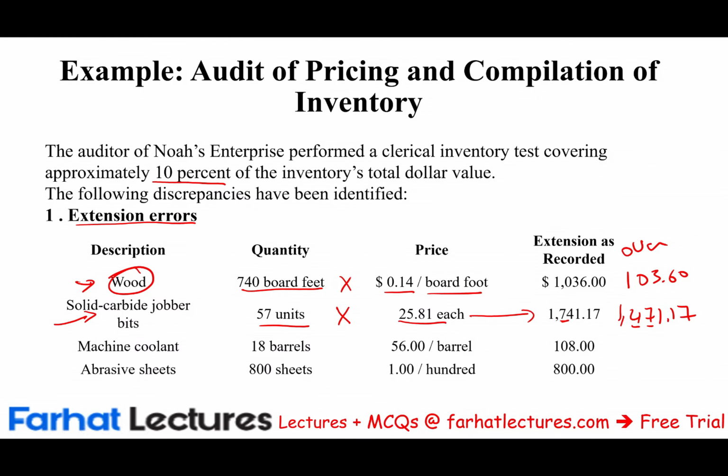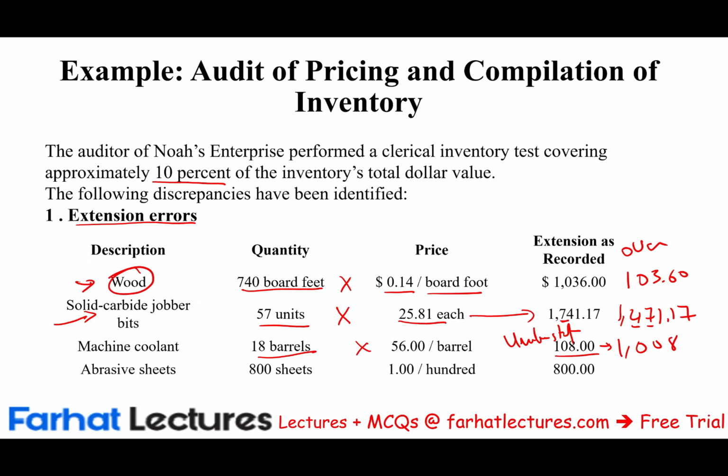Okay, let's keep going with the machine coolant. We have 18 barrels times 56. Now, at face value, you would know if we take 18 barrels times 56, I hope you know it should not be $108. How much should it be? It should be $1,008. Again, what we are doing here, we made a math mistake. Here, the error is we understated. The machine coolant should be $1,080. It's $180. We understated. Okay, we took care of this issue.